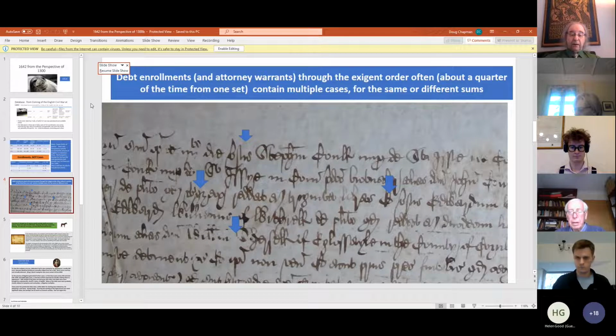But this difficulty only applies to debt. In trespass and forms of trespass, you could actually work from the attorney warrants. One has to actually skip the attorney warrants if you're going to do a real case count of any kind, and go to where you can see what's happening in the body of the plea roll. Next slide.